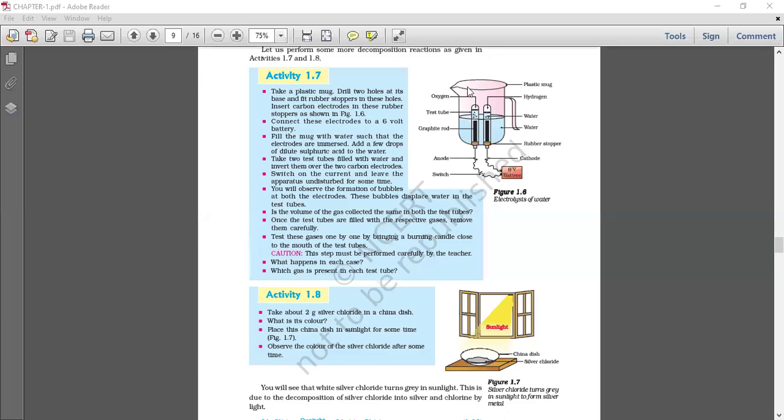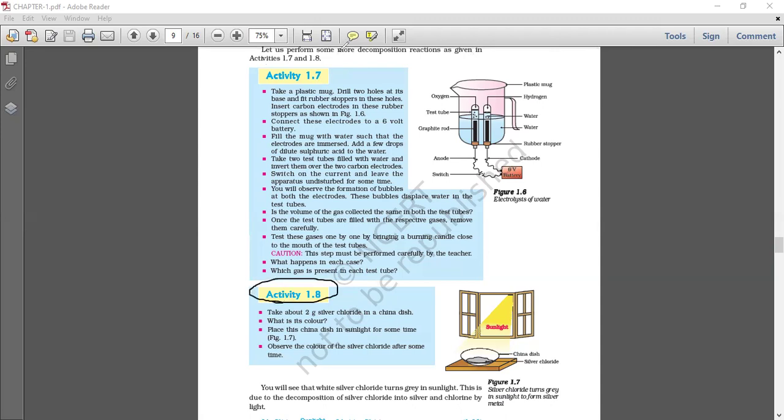Hello everybody. In this video, we are going to study activity 1.8. Activity 1.7 was about electrolysis of water. That video has already been made, showing how to do this activity practically, so please watch it and show it to your students. You can use the same simple materials that are available to do this experiment. Now let us see activity 1.8.